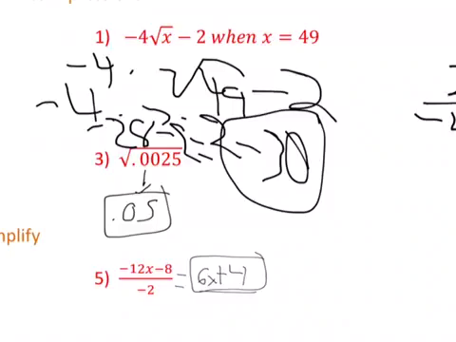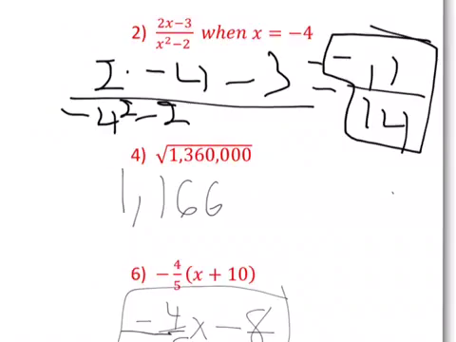Then for 3, you do 0.0025 squared, which is equal to 0.05 because 0.05 times 0.05 equals 0.0025. For 4, 1,360,000 squared is 1,166, and I know that because 1,166 times 1,166 is equal to 1,360,000.